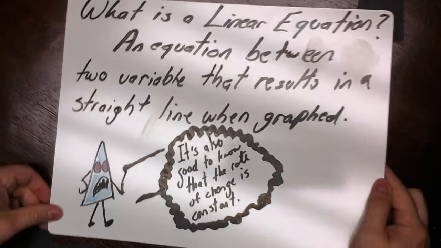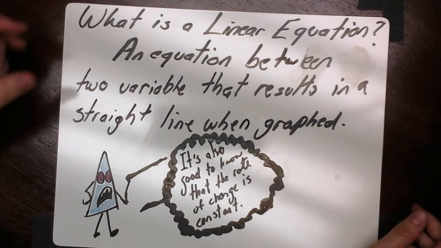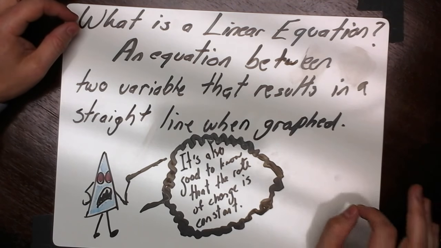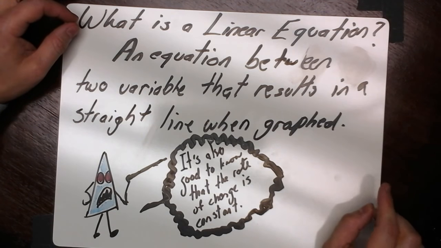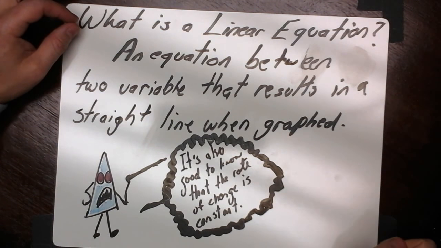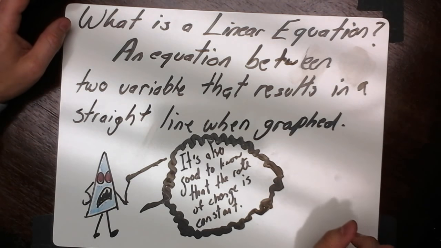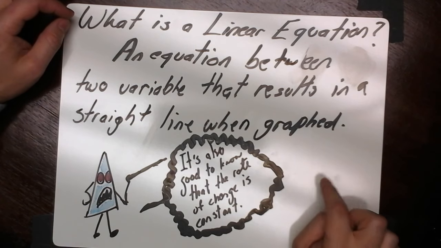Okay, here is this. So this is what a linear equation is: an equation between two variables that results in a straight line when graphed. Those two variables are typically x and y. It's also good to know that the rate of change on a linear equation is constant. And we'll talk about what that means.